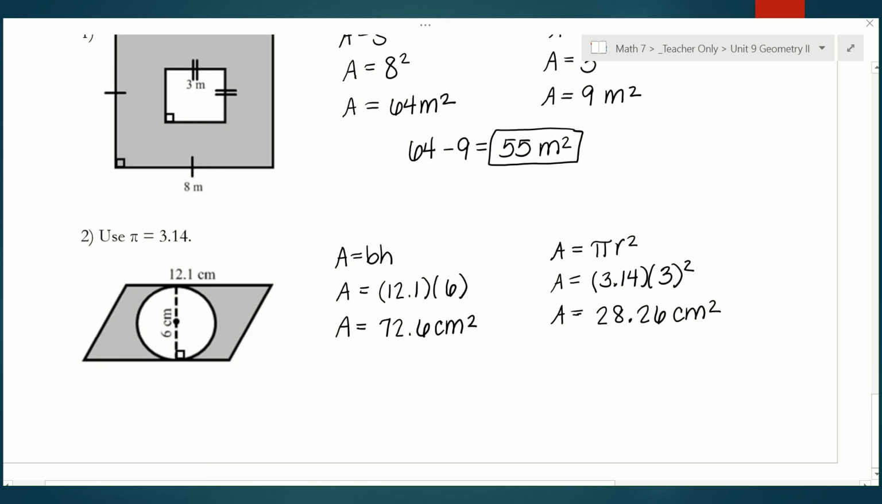Okay, so again, the reason we're subtracting now is because we take the parallelogram's area and we cut out that circle that's in the middle, and it leaves us with the gray area, what's left behind after I cut that circle out. And that's 44.34 centimeters squared.